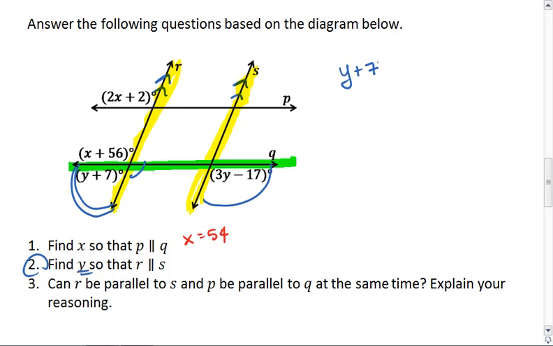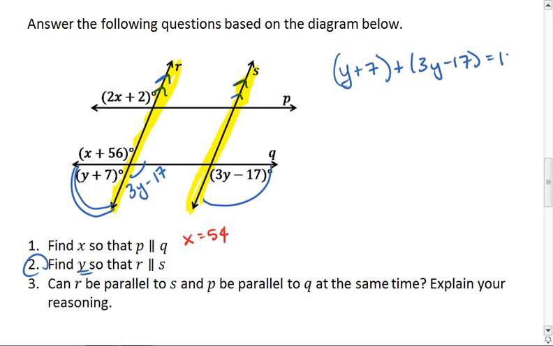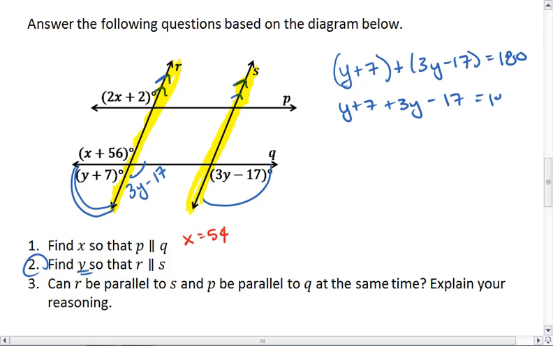Y plus 7, and the reason for that is because 3y minus 17 must be congruent to its corresponding angle. And here we see now a linear pair. Anyway, we get y plus 7 plus 3y minus 17 equals 180. So y plus 7 plus 3y minus 17 equals 180.